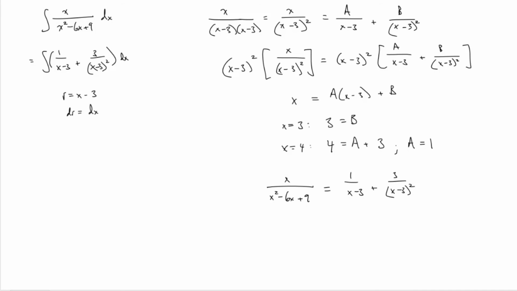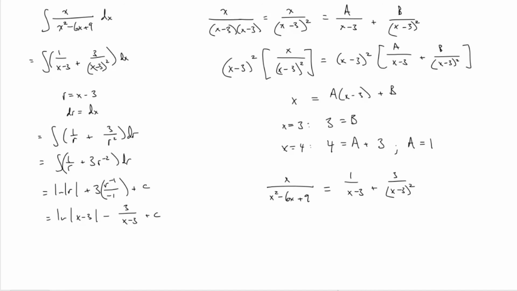It's a substitution problem. You could split it into two integrals, but it turns out that you don't really have to because it's the same substitution for both integrals. r equals x minus 3, and so dr is just equal to dx. This gives us the integral of 1 over r plus 3 over r squared. And in order to integrate 3 over r squared, it helps to write it as 3r to the negative 2. Because the integral of r to the negative 2 is r to the negative 1 all over negative 1. So simplifying this and rewriting it in terms of x gives us our answer, the natural log of the absolute value of x minus 3, minus 3 over x minus 3, plus a constant.